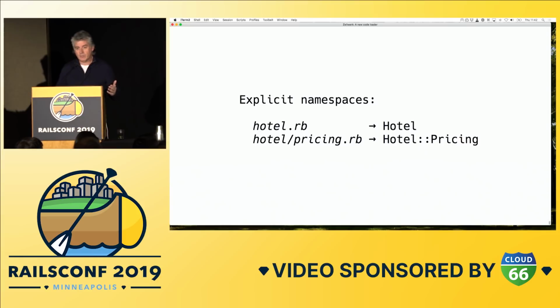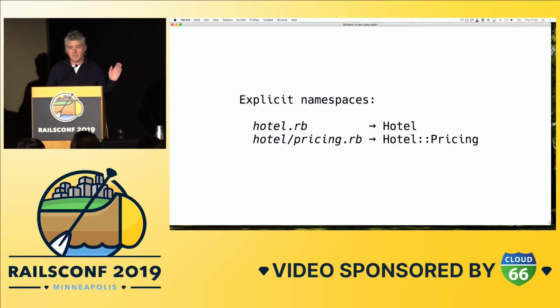Then, also very conventional, namespaces correspond to directories, all right? So in this case, for instance, we have, let's say, a Hotel class in hotel.rb, and then we have a module within the Hotel class where we have organized everything related to pricing, okay? So you just have a hotel directory, and hotel/pricing.rb is expected to define Hotel::Pricing, all right?